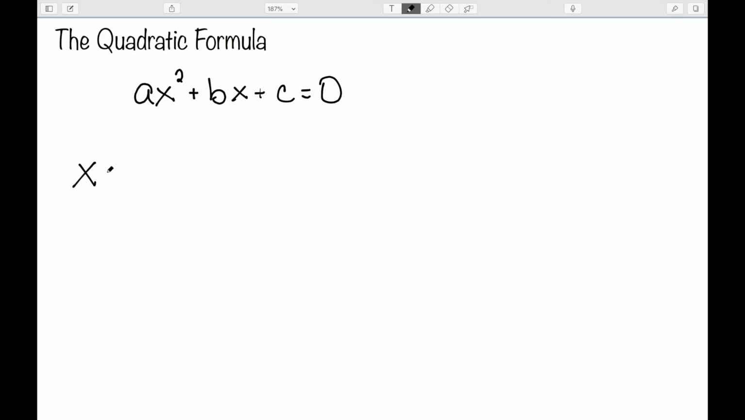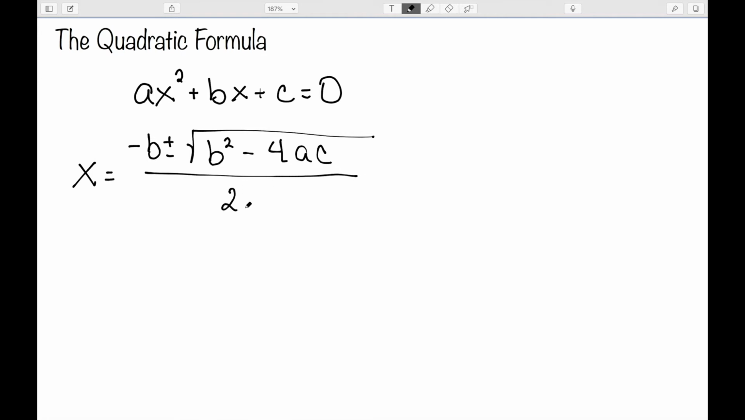Then the quadratic formula tells me my solutions are negative b plus or minus the square root of b squared minus 4ac, all over 2a. So let's look at some examples of using this quadratic formula.